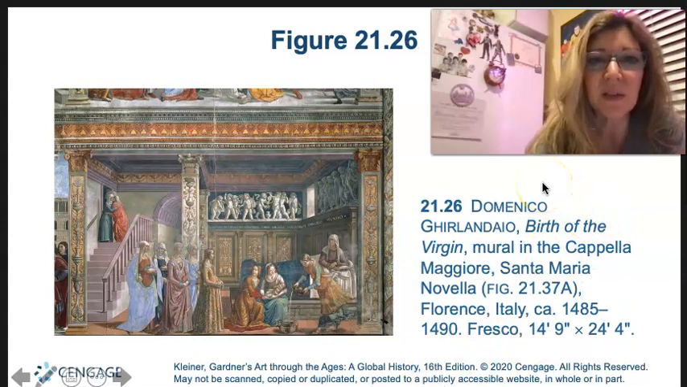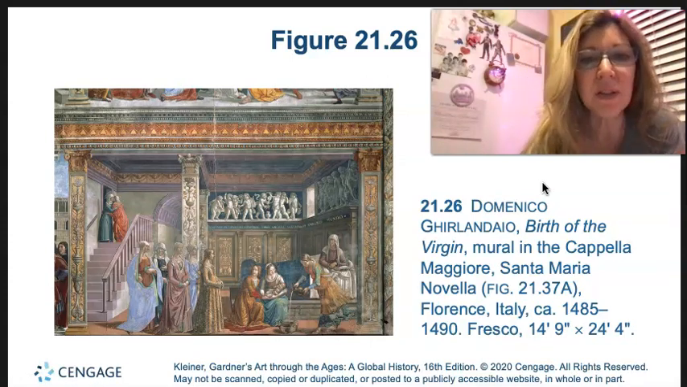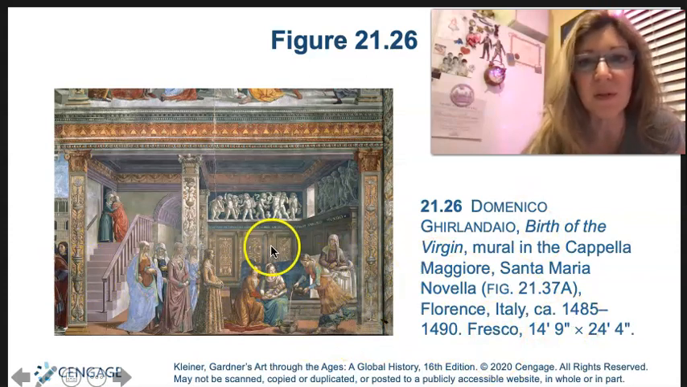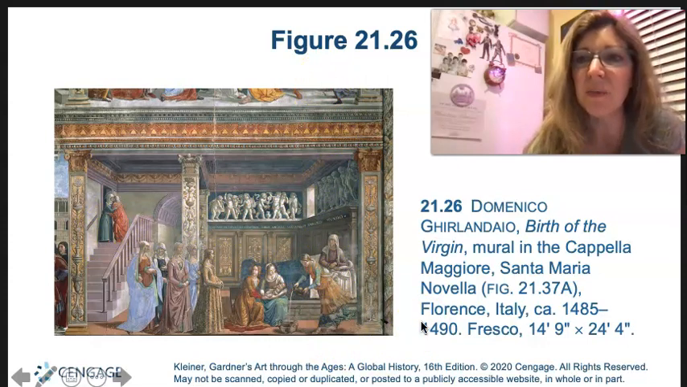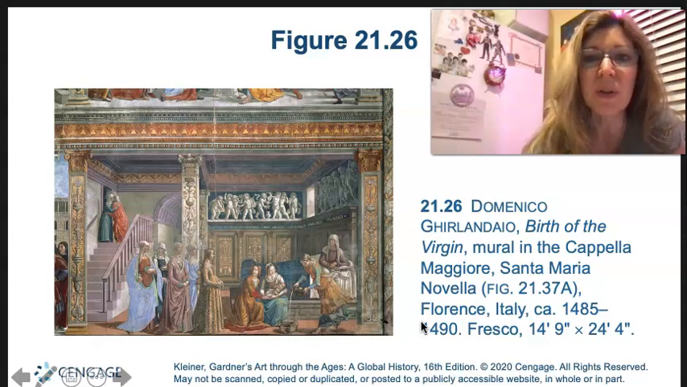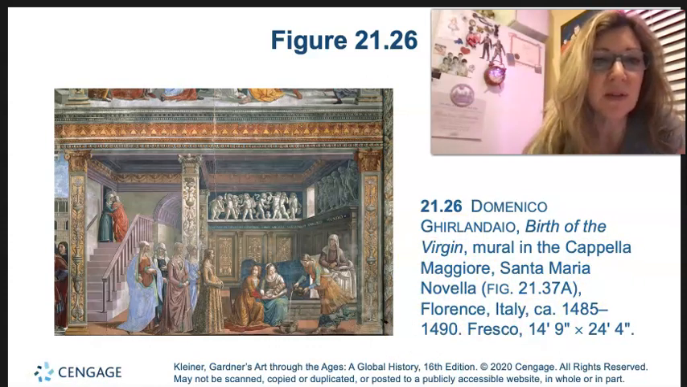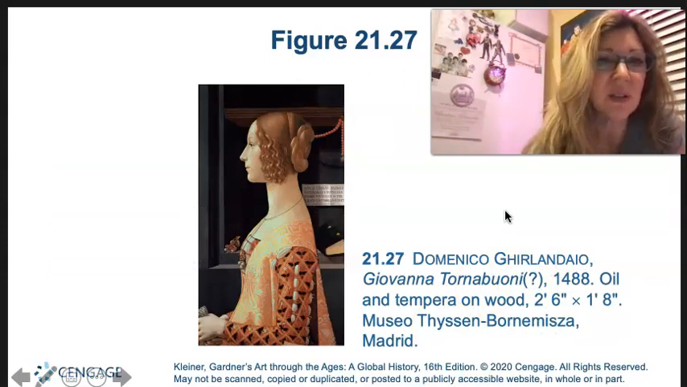Okay, this is Domenico Ghirlandaio's Birth of the Virgin. Ghirlandaio is the artist who painted a cycle of frescoes. Notice this one is over 24 feet long, almost 15 feet high, so it's huge, including the scene in this image. This was for the choir of Santa Maria Novella. So Santa Maria Novella was in Florence. Okay, again, Domenico Ghirlandaio portrait.